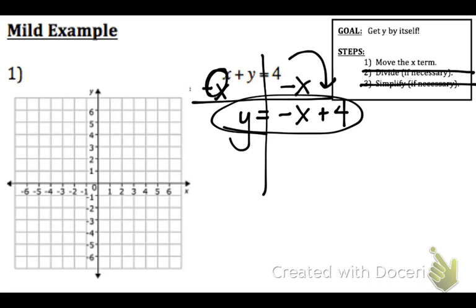What I'd like for you to do is to pause this video, get caught up on your notes, and then also I would like you to graph this equation and check your answer before you press play. So you should have graphed y equals negative x plus 4 and gotten this graph. If you did not, go ahead and pause your video and make adjustments.